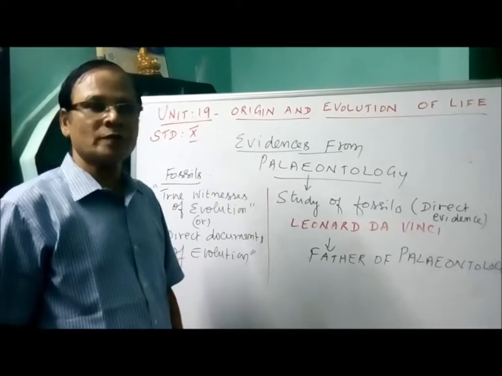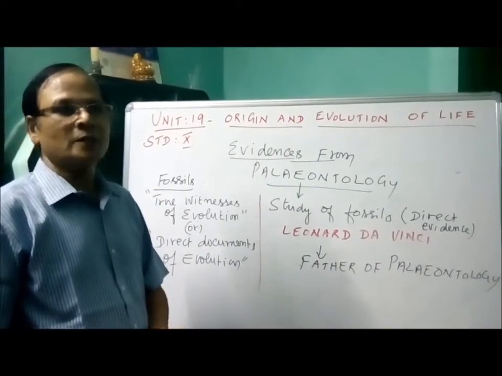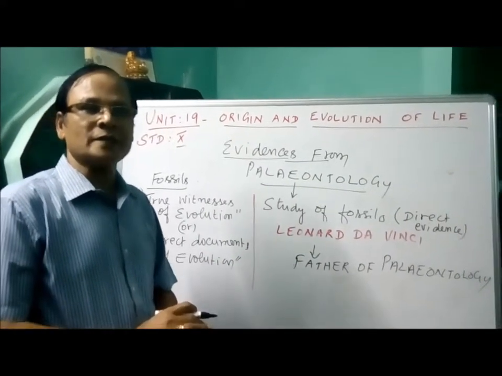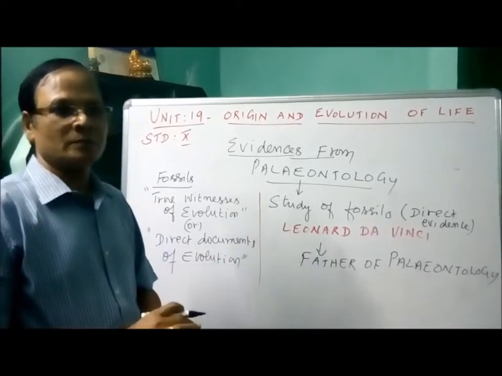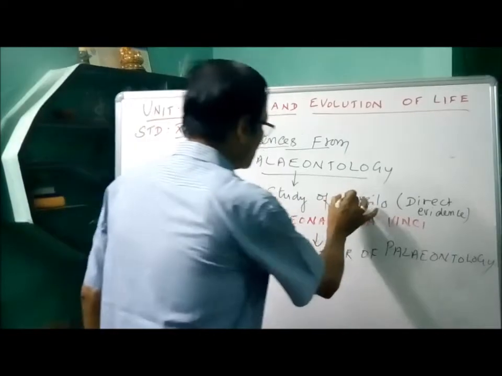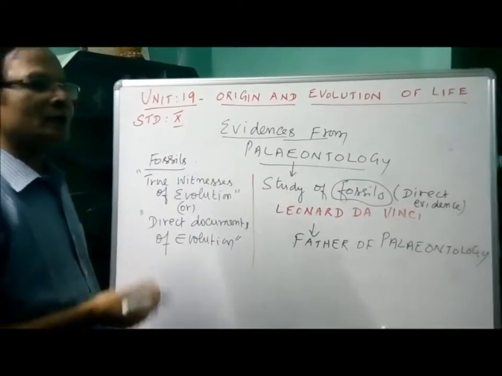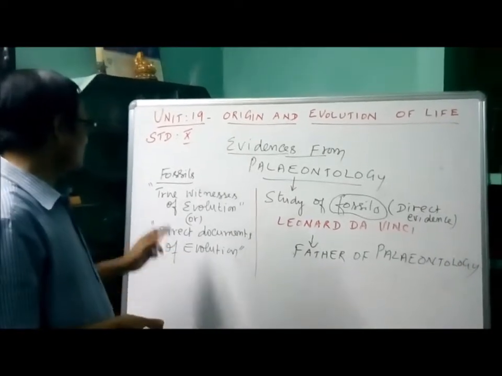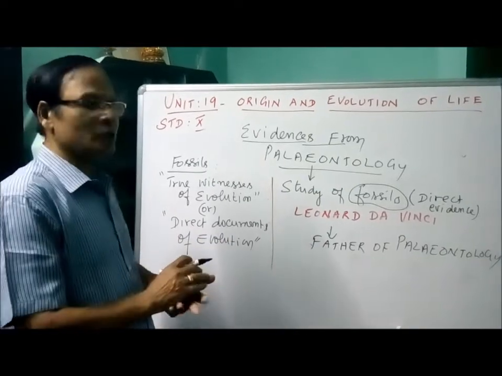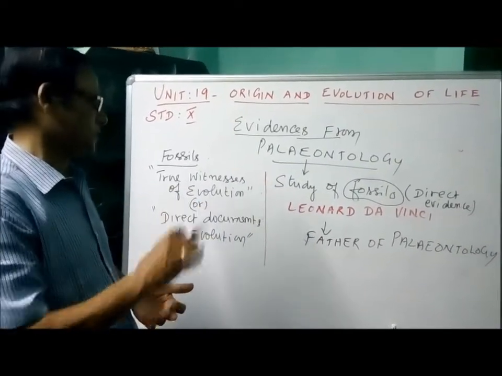Students, so far we have studied evidences from morphology, anatomy, embryology, etc. And all these evidences are indirect evidences. But the direct evidence is coming from what is called fossils. Now, what are fossils? The fossils are the true witnesses of evolution, the direct documents of evolution.